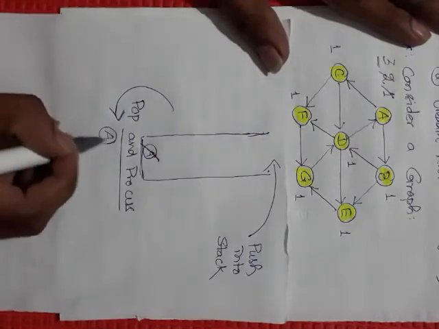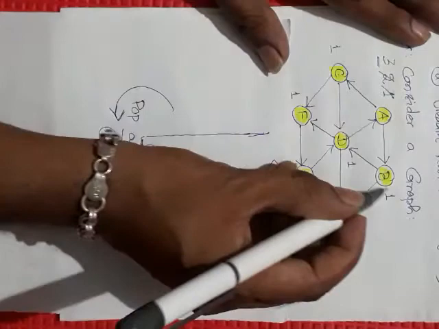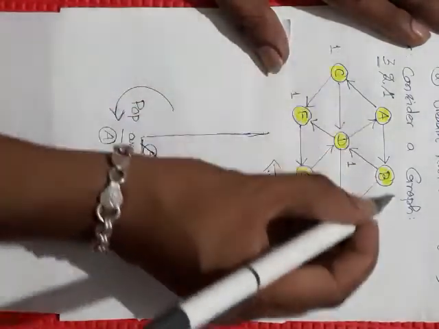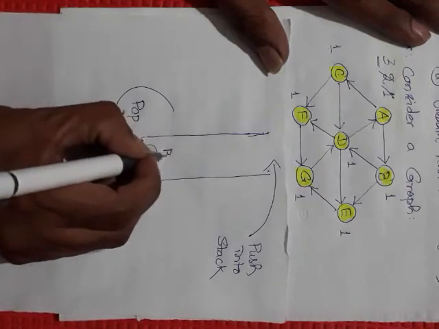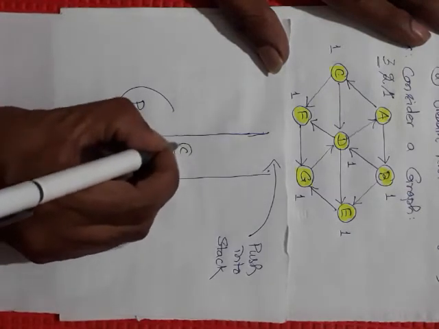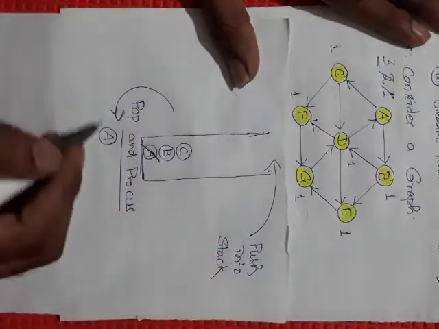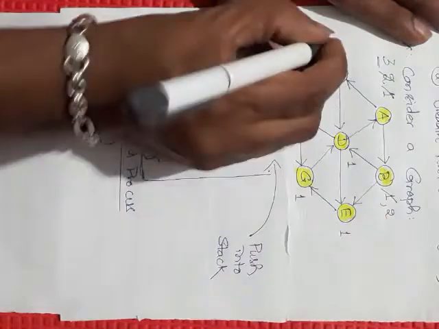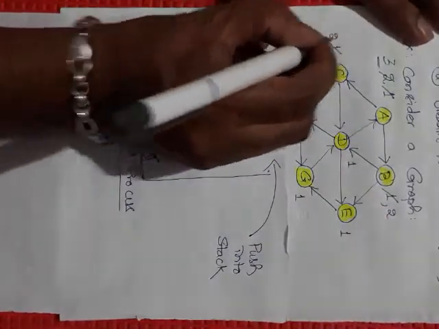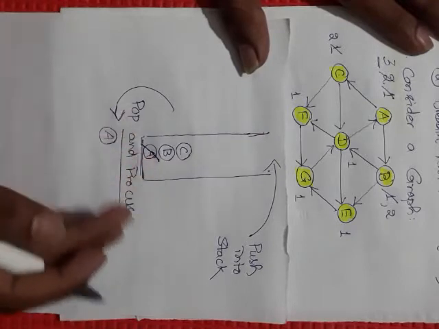Then the adjacents of node A, which is processed, are B and C, which are in ready state. Both are in ready state in this condition, so push them into the stack. Node B and node C, both we can push because both are in ready state. As we have pushed them into the stack, change their status to waiting state, because now they are waiting in the stack. Now again repeat this process.